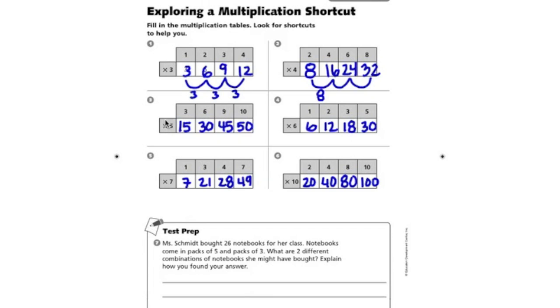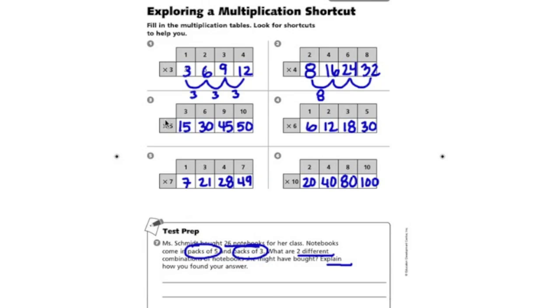So looking at this, I know that I need to have 26 as my final number. Also, notebooks come in packs of 5, and they also come in packs of 3. Finally, I need to know that I need 2 different answers. So make sure that you have 2 different answers at the end of this. After I have that, I need to explain my answer. So let's go ahead and begin this problem.